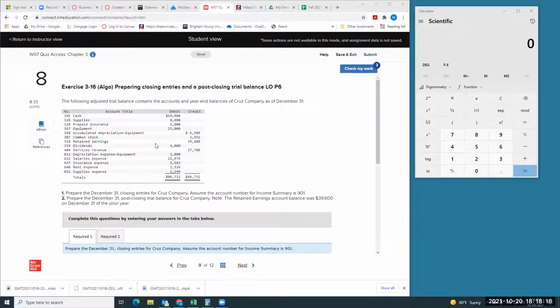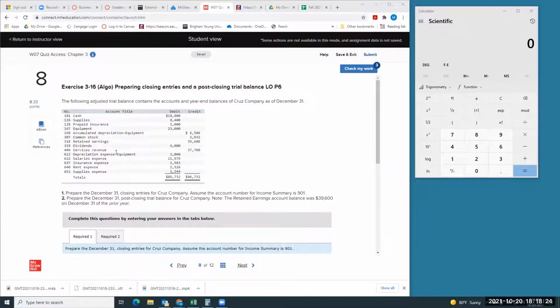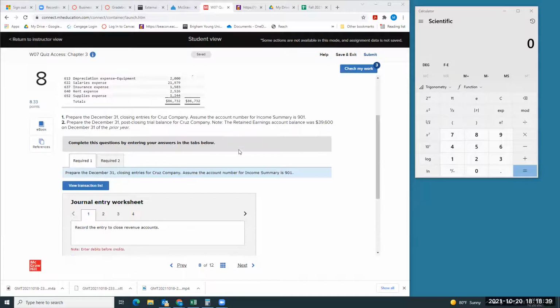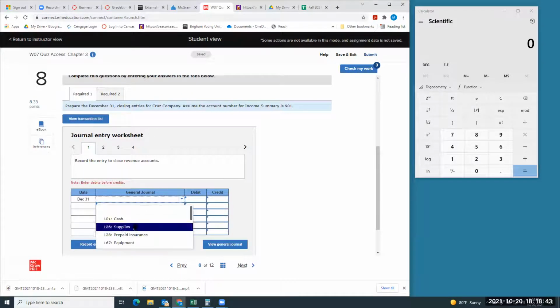So the first closing entry is going to be to close our revenue accounts. If we look at our revenue, we only have one revenue account, number 404, service revenue. It has a credit balance of $37,700. To close that out, all we're going to do is debit that account $37,700, and now the balance will be 0. So to close revenue, we debit the revenue account.